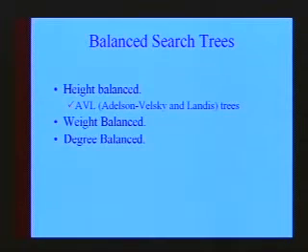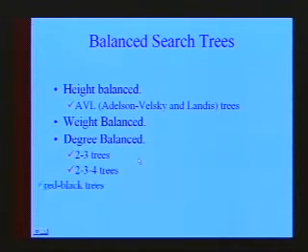Then there are weight-balanced trees, of which there are a few varieties, but we're not going to be studying any variety of weight-balanced tree in the class. Then there are degree-balanced trees, and in this category there's a variety called 2-3 trees that we'll be looking at. A generalization of them, 2-3-4, which we'll also look at. There's a category called red-black trees, which are really the same as 2-3-4. It's just a different way of representing a 2-3-4 tree than the natural way.